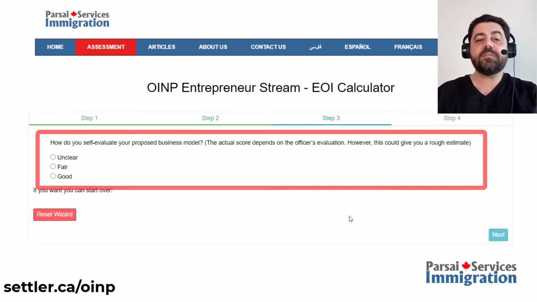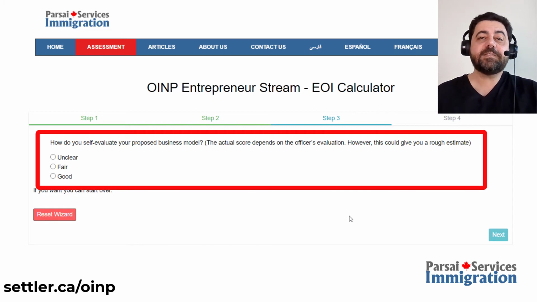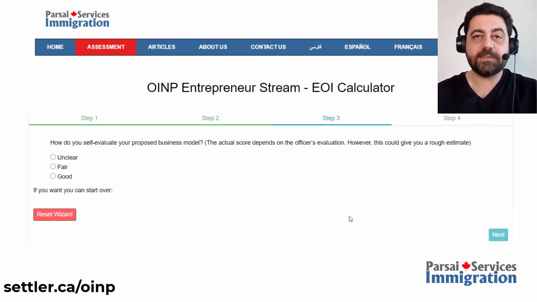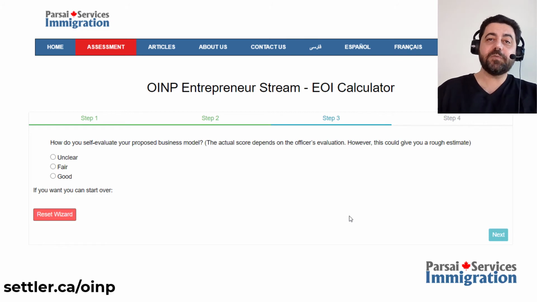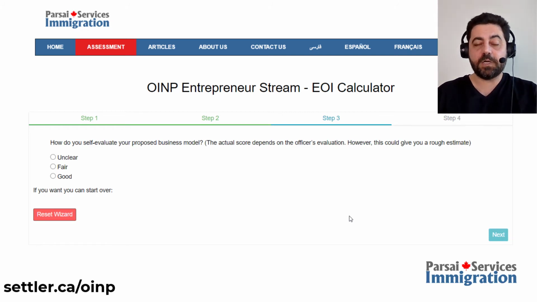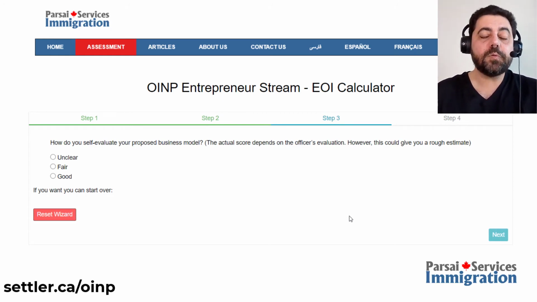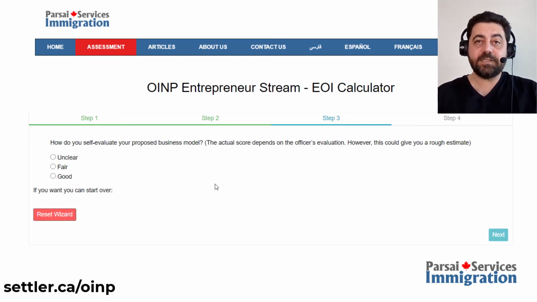Here, how do you self-evaluate your proposed business model? Remember that for this one, unfortunately, the final say is with the immigration officer. However, we included these questions here to see your level of confidence in terms of approaching this program. That gives us a little bit more information about how serious you are about investment and how confident you are about your investment. However, it doesn't exactly tell you what would be your score by the officer. So these are some of the questions that are related to the officer.